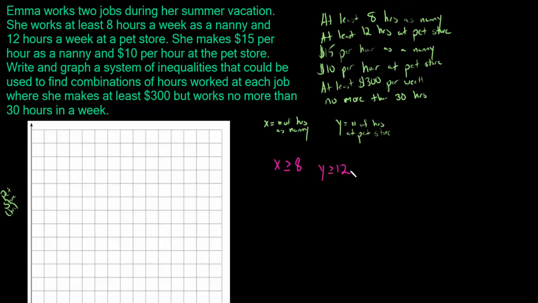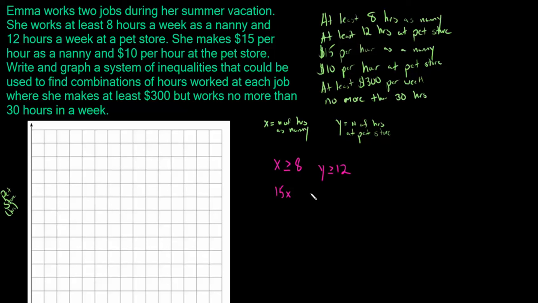Now, she has to make at least $300 per week. Well, how does she get there? She makes $15 as a nanny per hour, so 15x is going to tell us exactly how much money she makes every single week as a nanny. If she works 2 hours as a nanny, that's going to be 30 bucks. If she works 10 hours as a nanny, it's going to be 150 bucks. So 15x tells us how much money she makes working as a nanny.